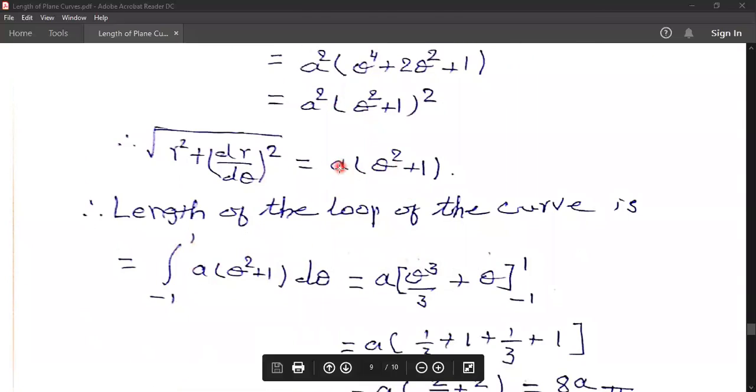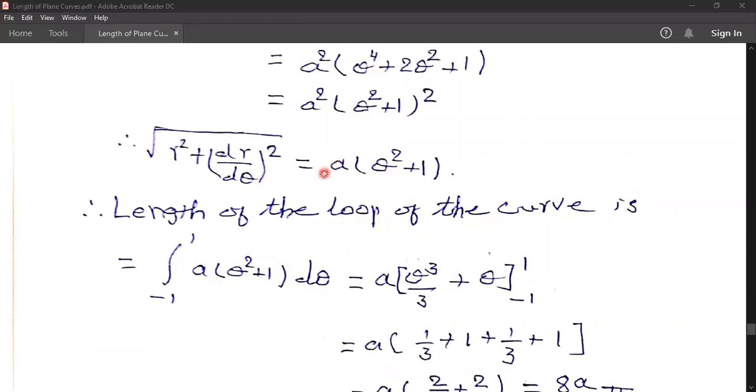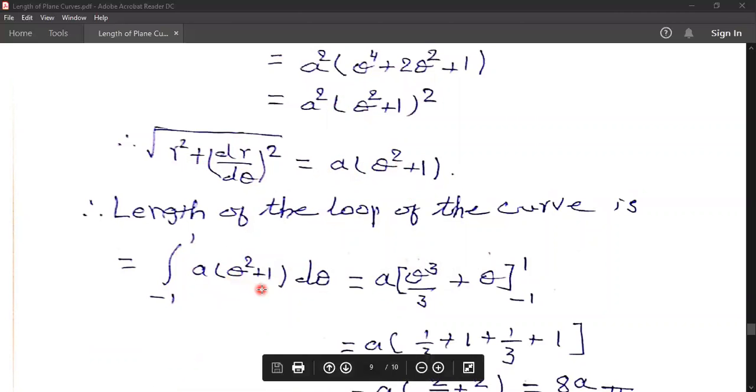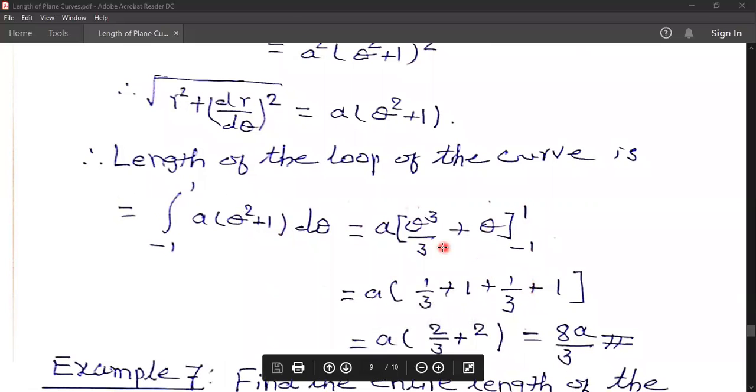Then this is the square root of r square plus (dr by d theta) square, which is equal to this value. Then this becomes a theta square plus 1 with respect to theta. Then a is constant. The integral of theta square is a theta cube upon 3, with d theta. The upper limit is plus 1, the lower limit is minus 1.